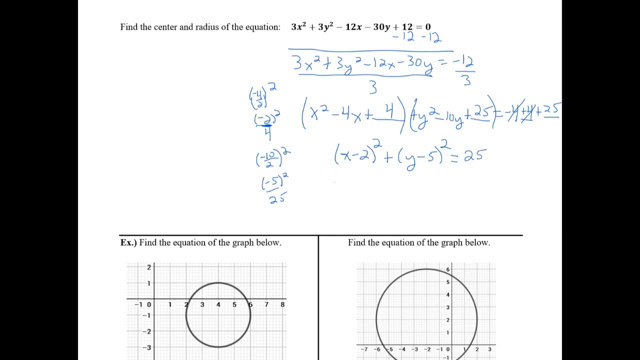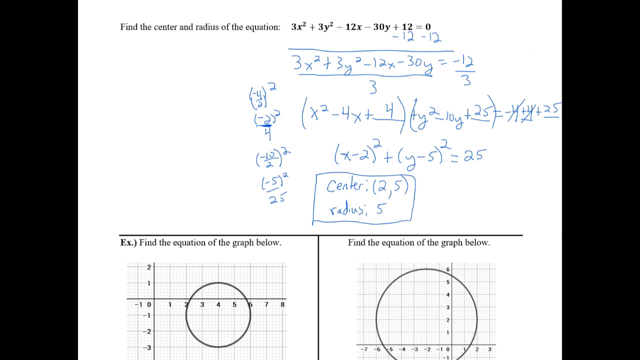Now we want to identify the center and the radius of our circle. The center will have opposite signs of our equation, so the center will be at positive 2 and positive 5 for the coordinate, and the radius will be the square root of 25, which is 5. And there you have it.